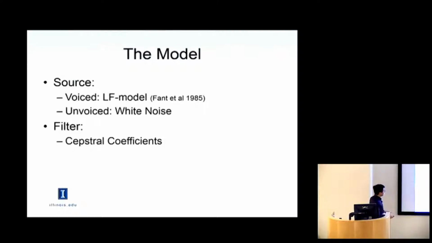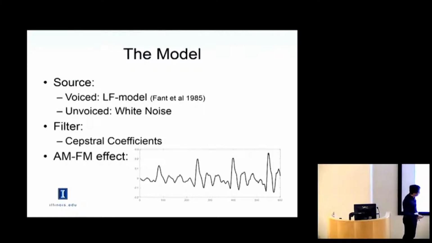So let's look at this speech. This is merely a 30 millisecond frame of speech. As you can see, this is not perfectly periodic. The amplitude is gradually increasing, and if you take a closer look, the pitch is slowly rising. So we can often observe a very significant AM and FM effect in speech. That's why the source filter model is not enough.